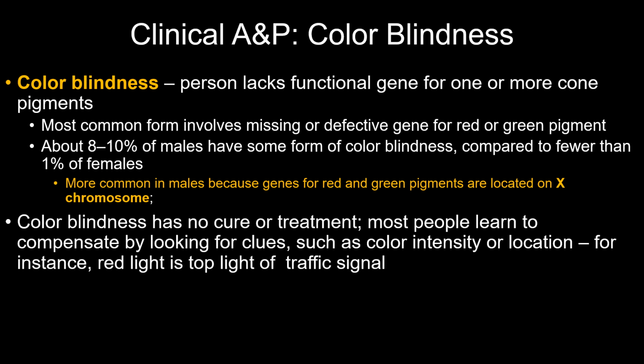Typically, this is treated, people adapt. There have also been glasses developed that may help people with color blindness better distinguish between these primary colors. But most often, it's just compensation, looking for clues. Colorblind people know that the red light is the one on top of a traffic light or traffic signal, stuff like that.